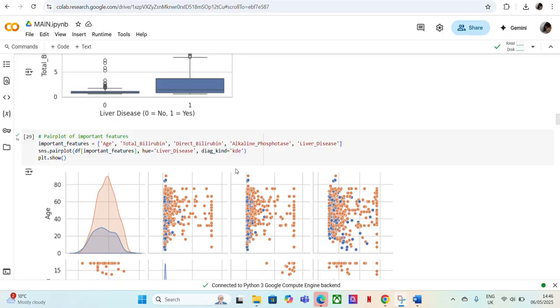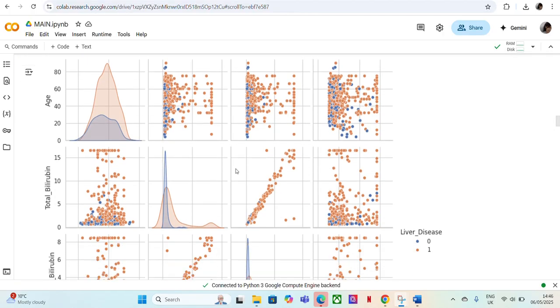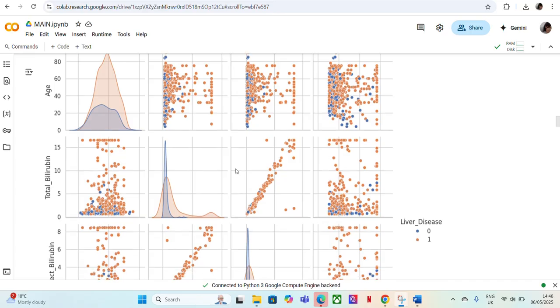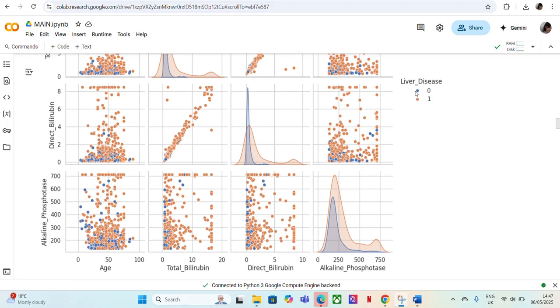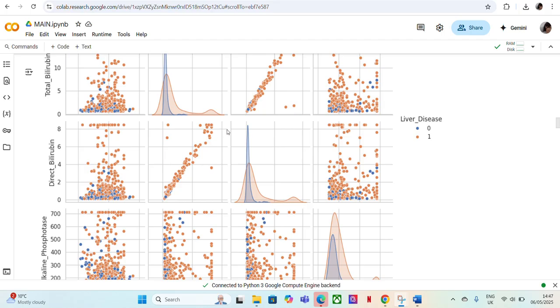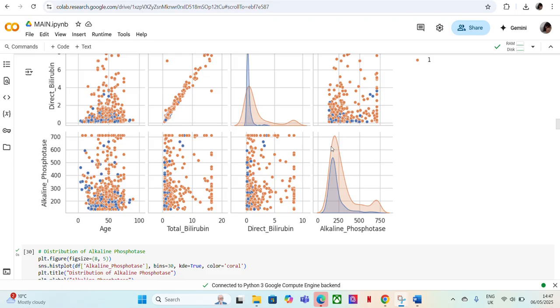Next is the plot of important features. Each small graph compares features like age and total bilirubin or direct bilirubin. The points are colored based on whether the person has liver disease or not. For example, blue could be no disease, and orange has disease. That is also mentioned here. On the diagonal there is a smooth curve, which shows the distribution of each feature.